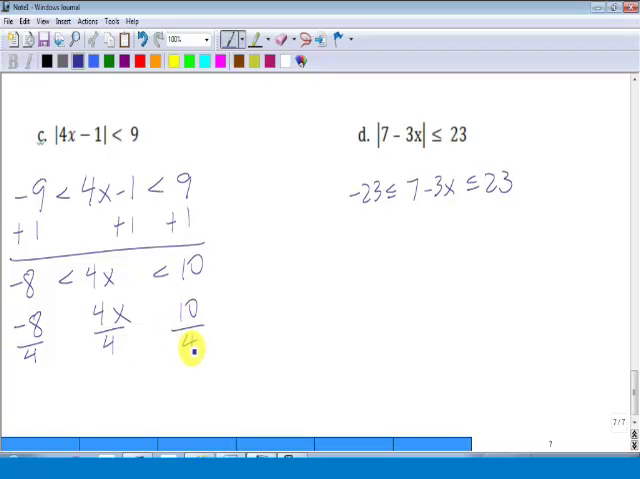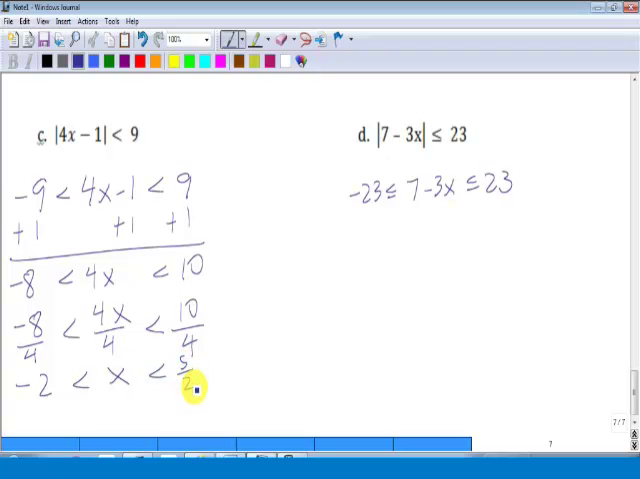Reverse the inequality symbols or leave them alone? Leave them alone. 4 is positive. When we divide everything, both sides, all 3 parts, by something positive, we leave them alone. Negative 2 is less than x. x is less than 10/4, 5 halves.